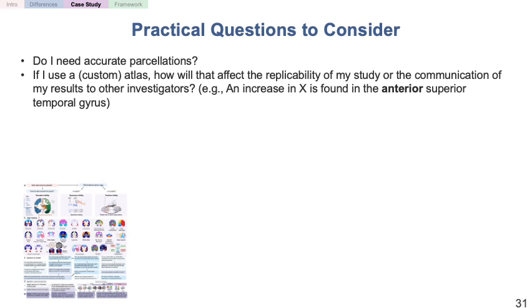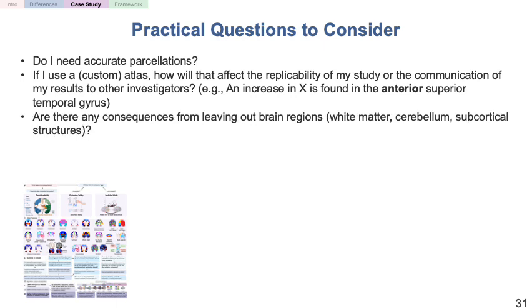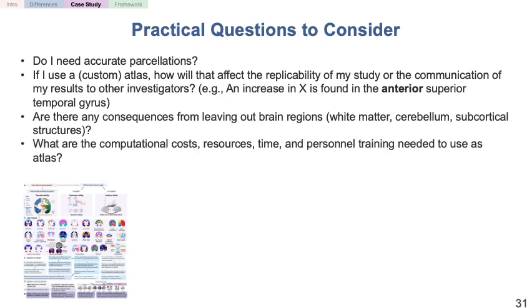beginning of this presentation. Another question is, are there any consequences from leaving out brain regions such as white matter, cerebellum, or other subcortical structures? And another final important question is, what are the computational costs, resources, and time and personnel training needed to use atlases, even such as newer atlases using deep learning models? Some labs may not have the computational resources or the personnel or training to deploy such atlases.